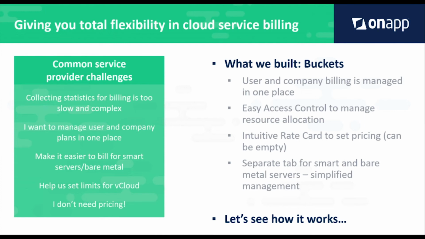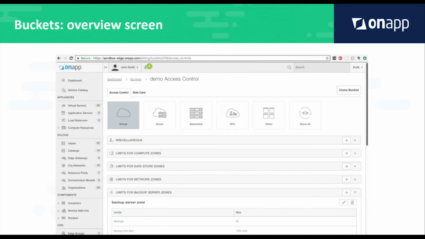But let's quickly talk about some of the highlights. Buckets are combined of access control, where you configure resource allocation, and rate card, where you specify the prices. The buckets are arranged by server type into the tabs. Each tab has the resources applicable to this specific server type only. These are virtual, smart, bare metal, VPC, and other for resources that don't have server types, such as templates.